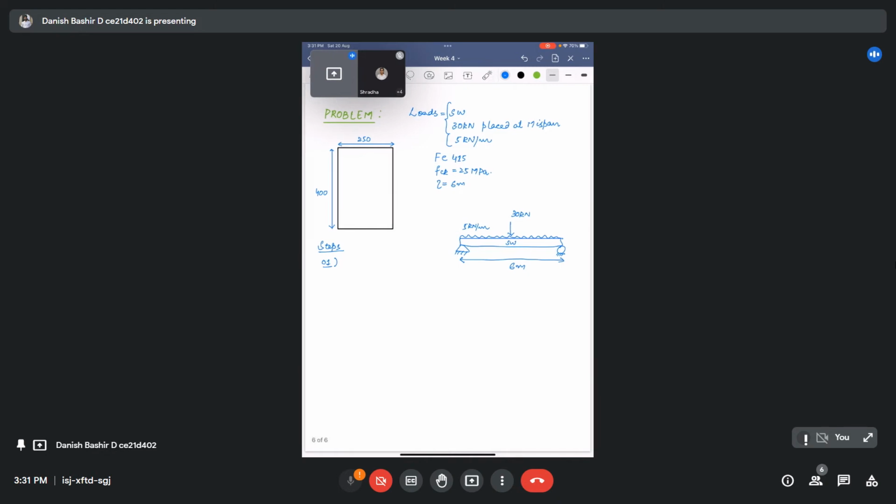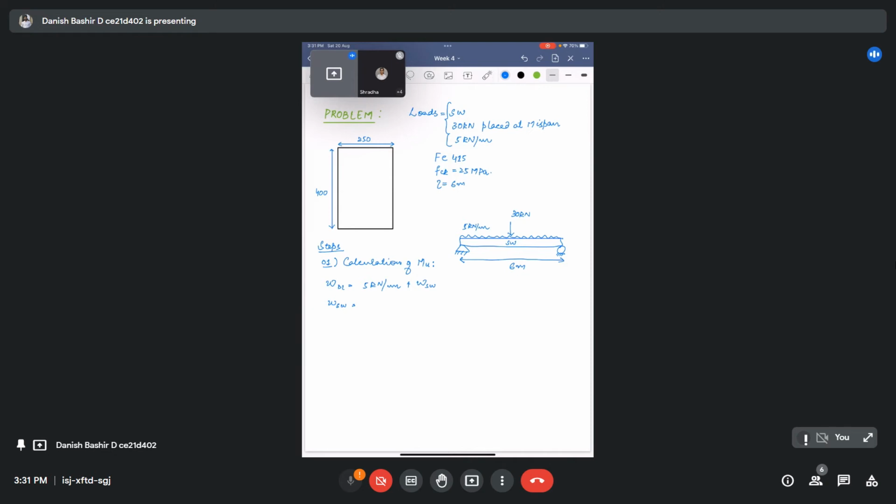So step 1 will be calculation of the ultimate moment Mu coming on our beam section. First we will calculate the dead loads acting on our beam. Dead load will be the 5 kilonewton per meter load acting on it plus W due to self weight.